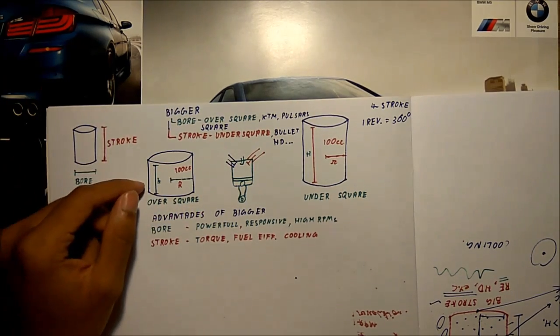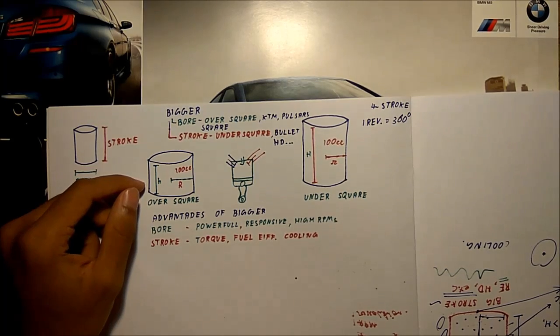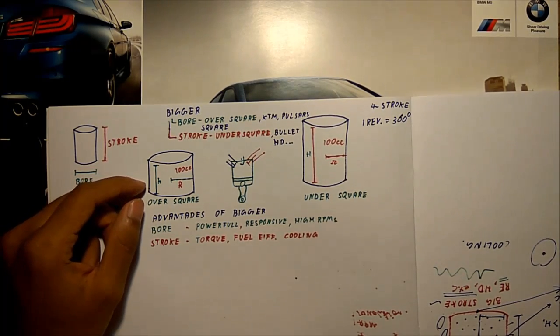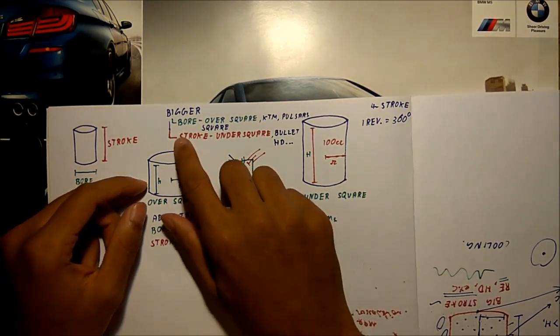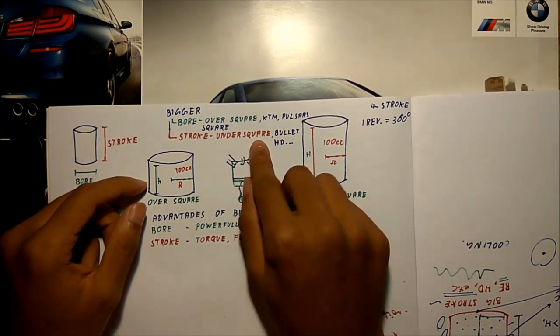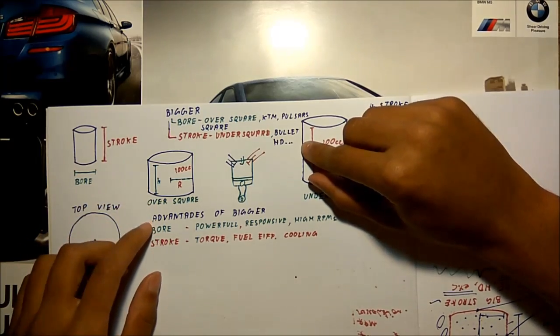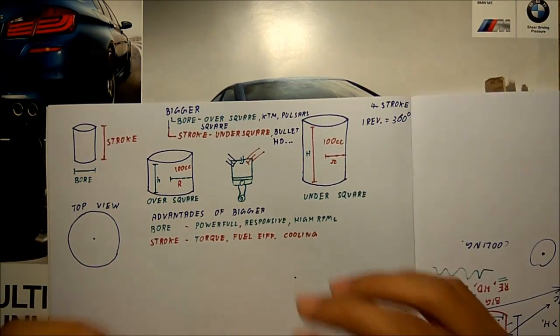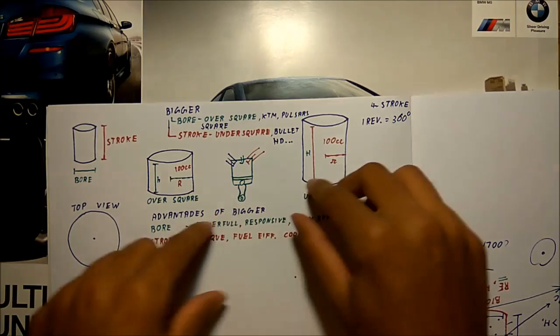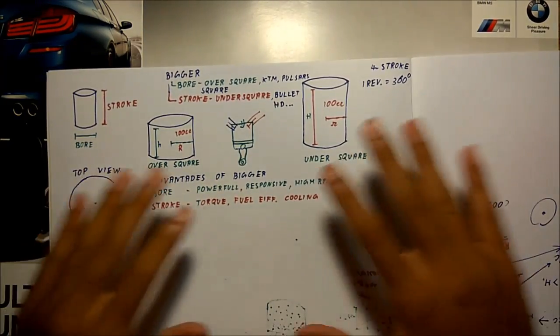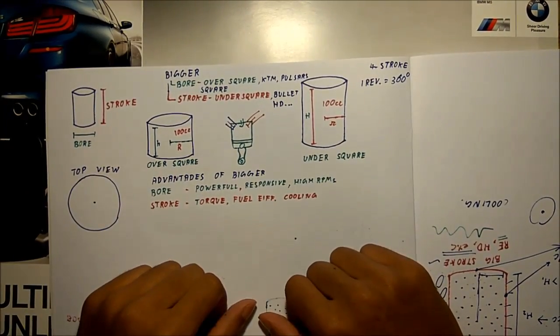probably like the Honda Shine, which is the example I know. Anyways, under square engines are used in motorcycles like Bullet, Harley Davidson, etc. Why are these engines used in these particular models? Probably you will know that by the end of this video.